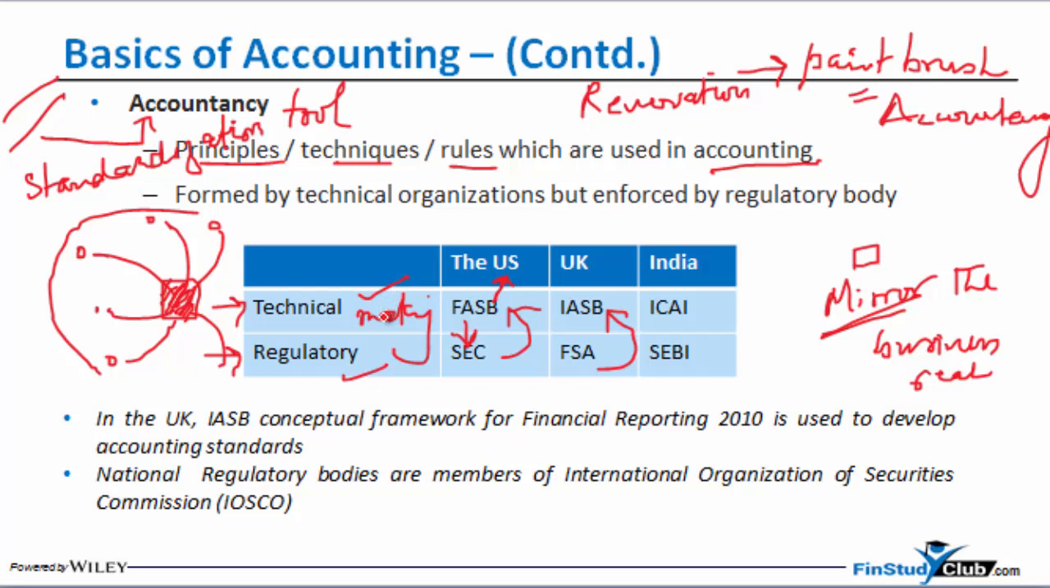Answer is technical bodies. Okay, as a hygiene factor, you should understand and remember the full forms of it: International Accounting Standard Board, Financial Services Authority, Securities Exchange Commission, obviously, and Financial Accounting Standard Board. And obviously, the third best body is in India, which is formed by Institute of Chartered Accountants of India, and Securities Exchange Board of India is really the regulatory body in that sense.